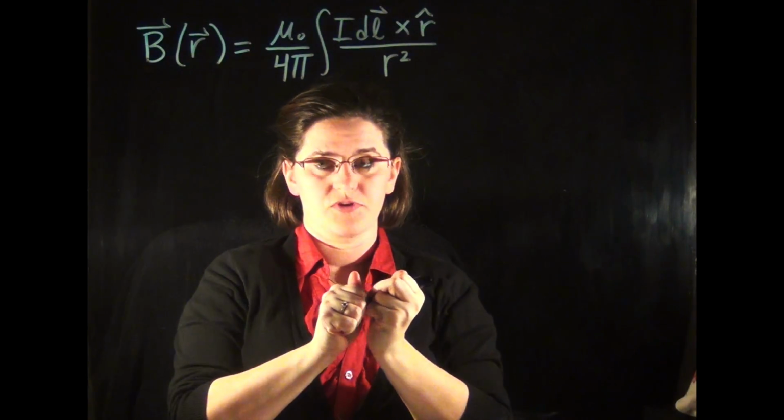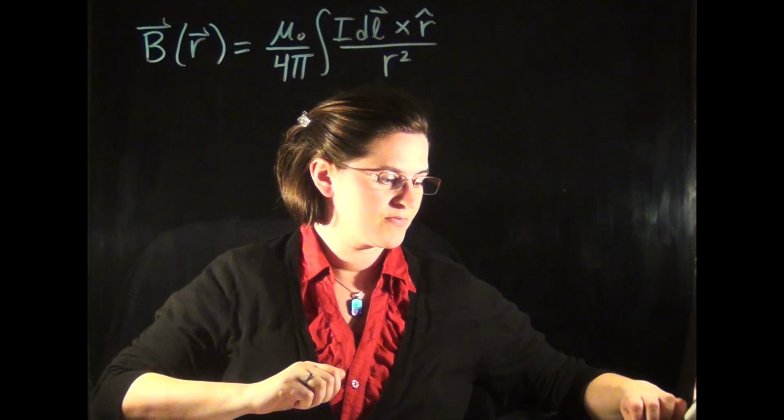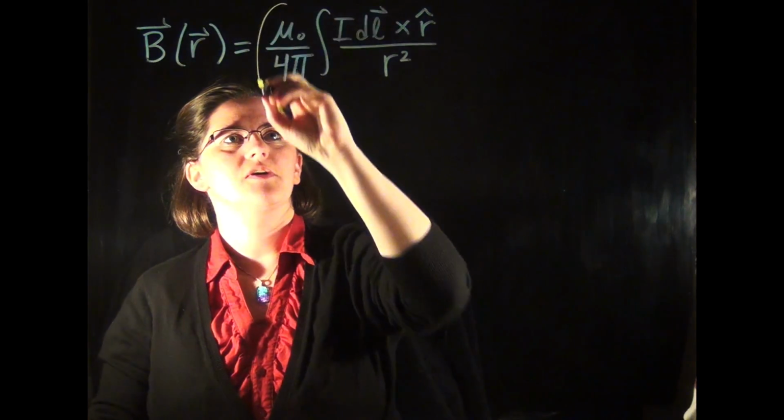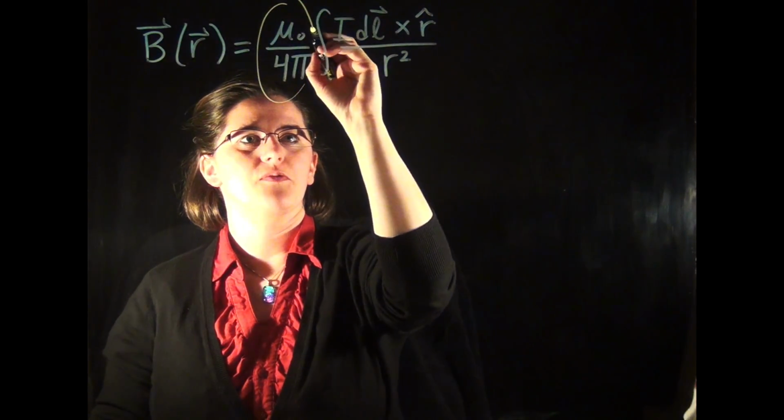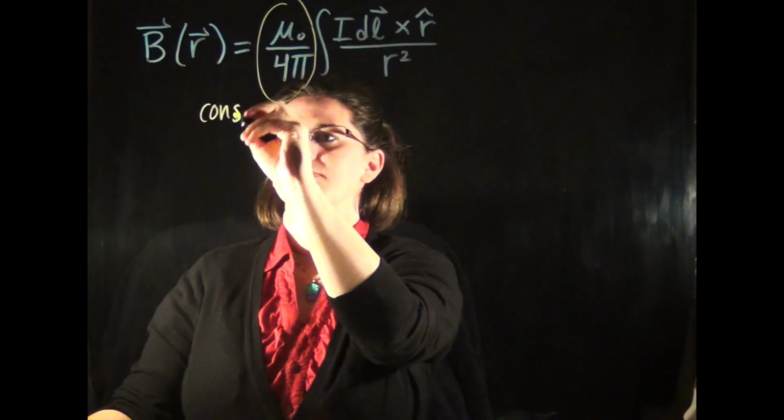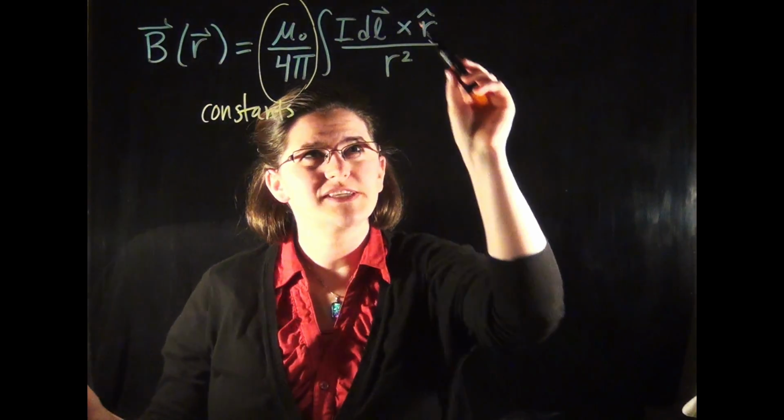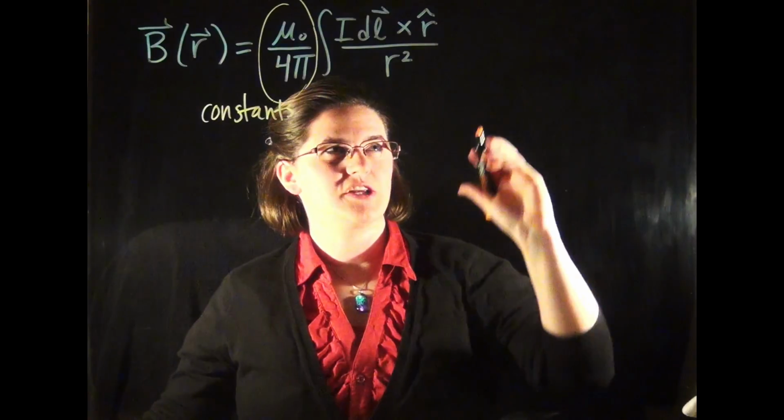Out of the front of the integral, you've got constants. So these are some constants. This is mu naught over 4 pi. Now to tell you what's inside the integral, we've got to draw a diagram.